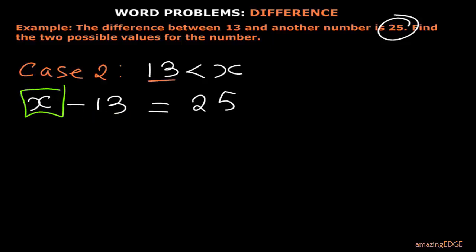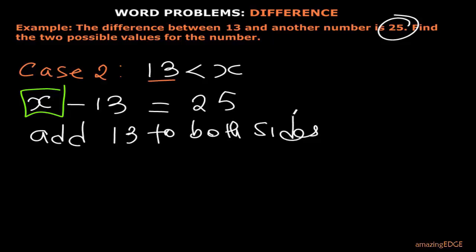So for x to remain here, minus 13 will go. And how do you do that? You add 13 to both sides. In the JS1 or JS2 class, we have talked about solving simple equations like this. So we are familiar with that. Otherwise, you can watch videos on simple equations to know how to handle this. So we can add 13 to both sides.